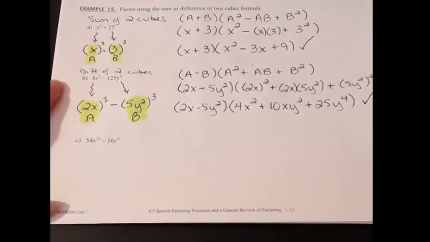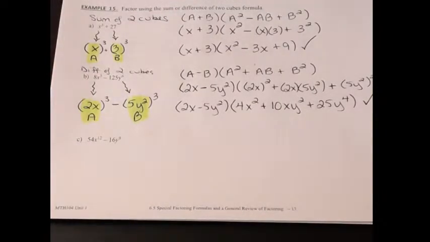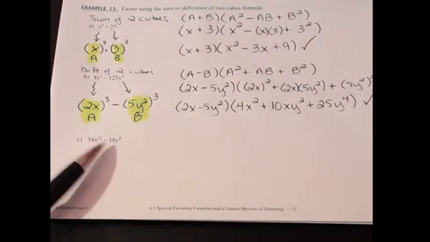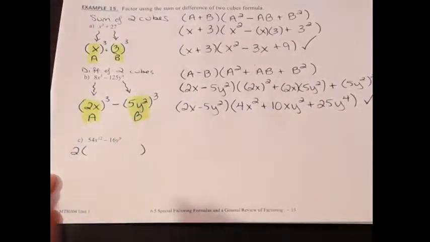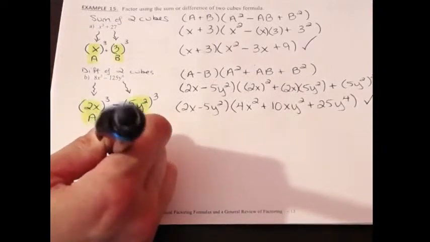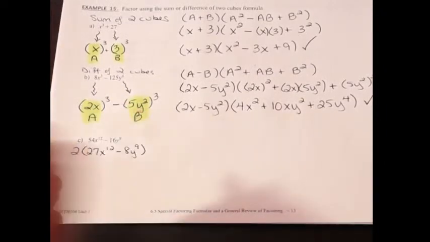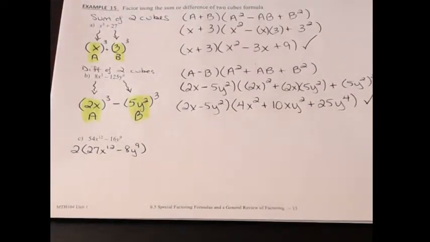So in this case, we have 54x to the 12th minus 16y to the 9th. Immediately, I know 16 is not a perfect cube, right? And 54 is definitely not a perfect cube either. But what should be jumping out at you is, hold on a second, I actually have a GCF. So I'm going to want to factor that GCF out first, so that I can actually progress through the problem. So immediately, I'm going to take out a common factor of 2. If I take 2 out of both terms, that leaves me with 27x to the 12th minus 8y to the 9th.